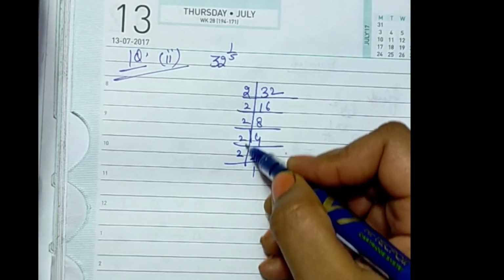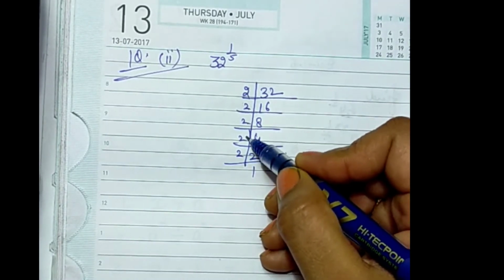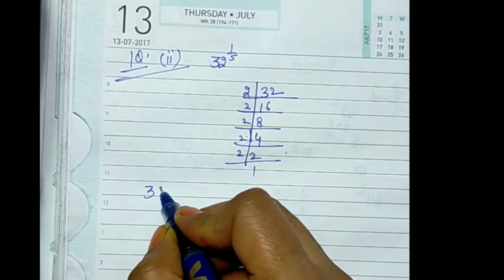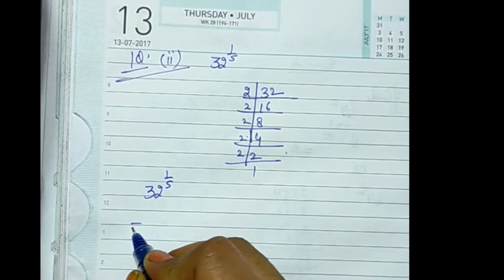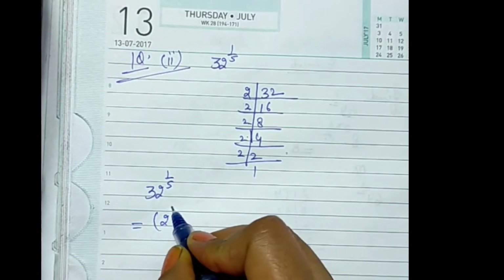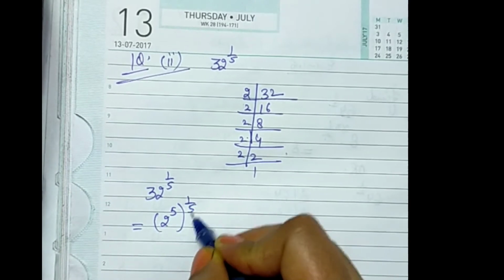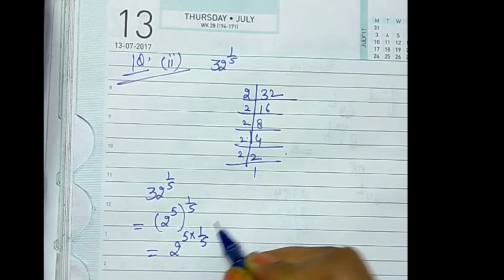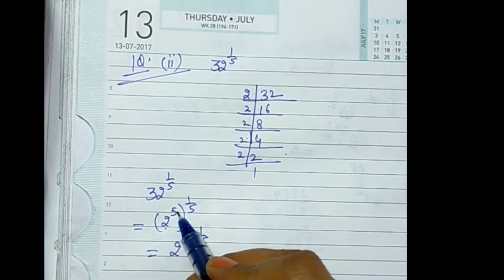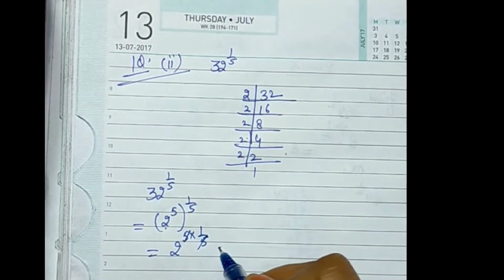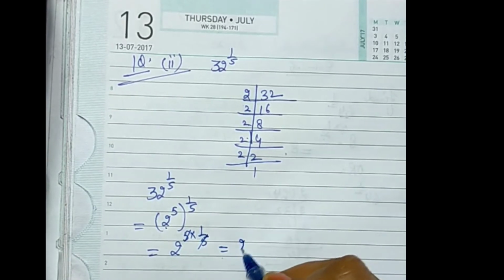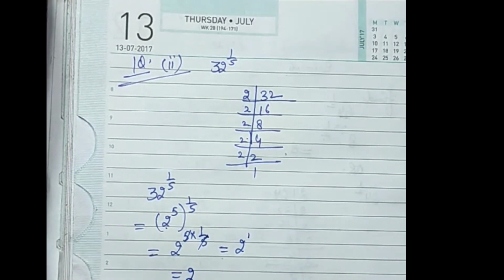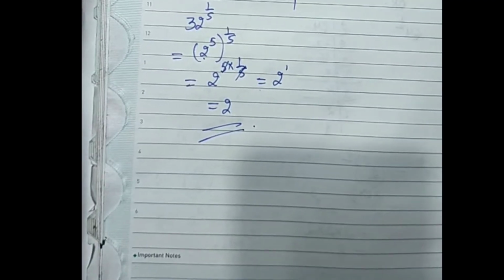So 2 raised to power how many times? 5. 32 raised to power 1 by 5. So 32 can be written as 2 raised to power 5, 1 by 5 as such. So 2 raised to power 5 into 1 by 5. Single base but with multiple powers, so powers will be multiplied. 2 raised to power 1 means 2 itself.